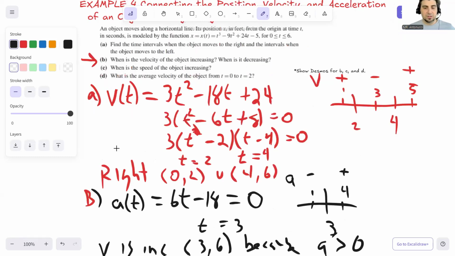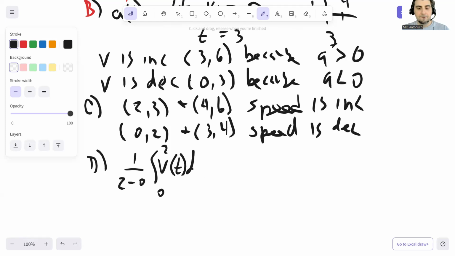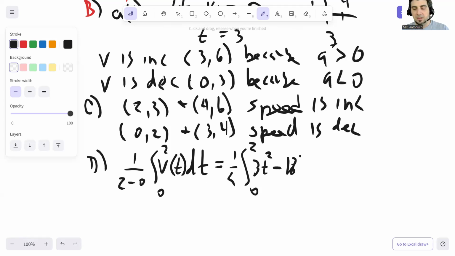Then finally, the last question asks, what is the average velocity? So to do that, for part D here, you would get 1 over 2 minus 0 times the integral from 0 to 2 of v of t dt, okay, which is going to be 1/2 times the integral from 0 to 2 of 3t squared minus 18t plus 24 dt.